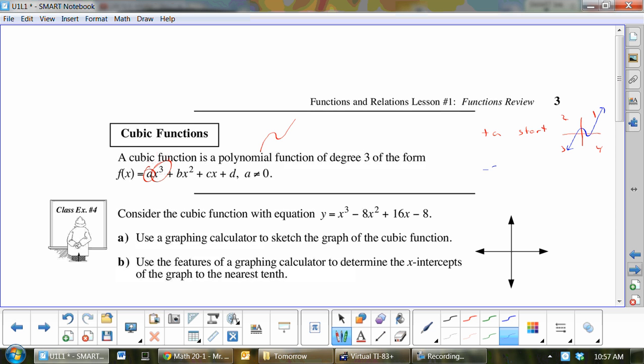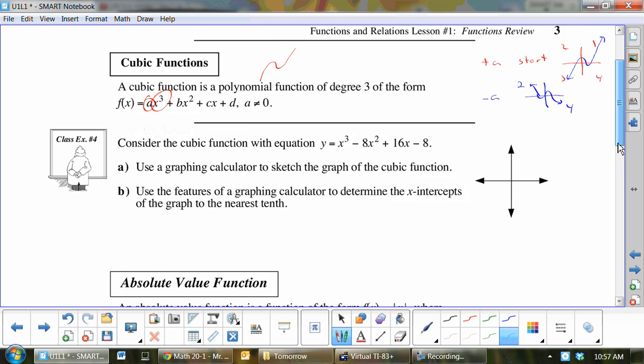A negative A will always start in 2 and end in 4. Okay. Again, if you looked at your last year's study sheets, this would all be on there. We did all this last year.